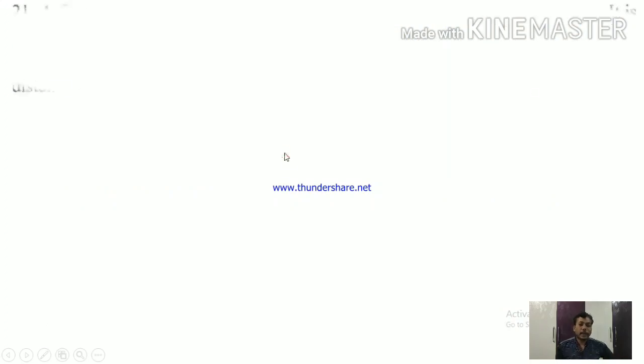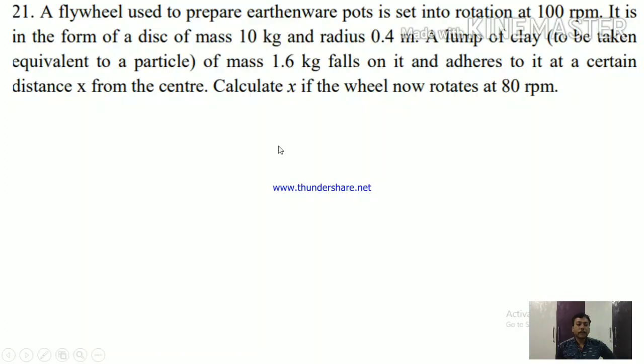So the next example, question number 21. A flywheel used to prepare earthenware pots is set into a rotation at 100 rpm. It is in the form of disc of mass 10 kg and radius 0.4 meter. A lump of clay, to be taken equivalent to a particle of mass 1.6 kg, falls on it and adheres to it at a certain distance x from the center. Calculate x if the wheel now rotates at 80 rpm.